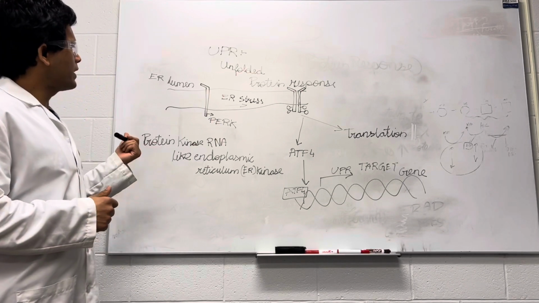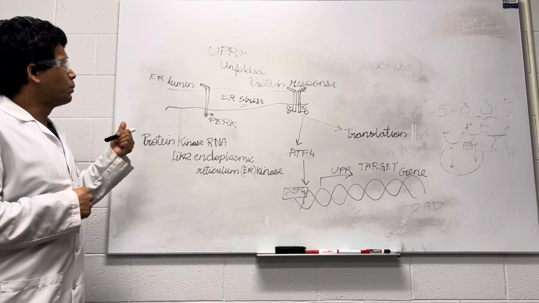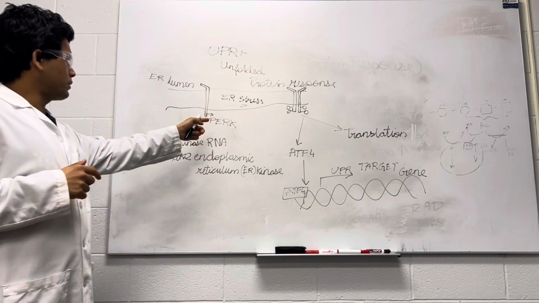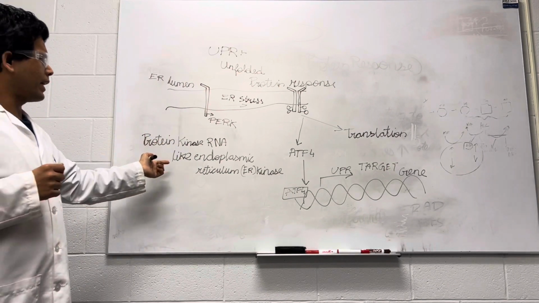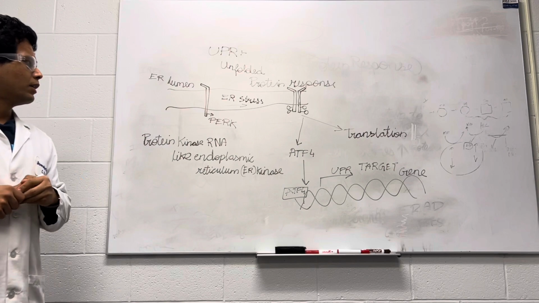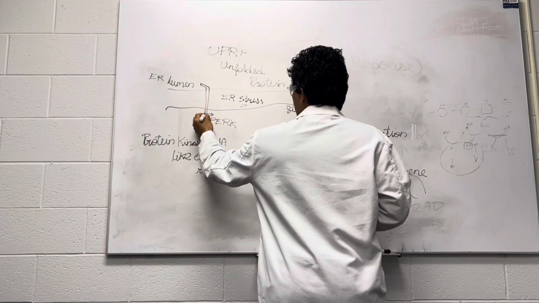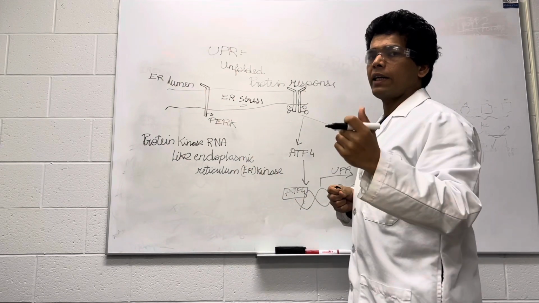In this video, we will discuss the second signal that is activated by UPR. That is PERK. Its full form is protein kinase RNA-like endoplasmic reticulum kinase. In normal conditions, this is present as a monomer, so this signal does not get activated.